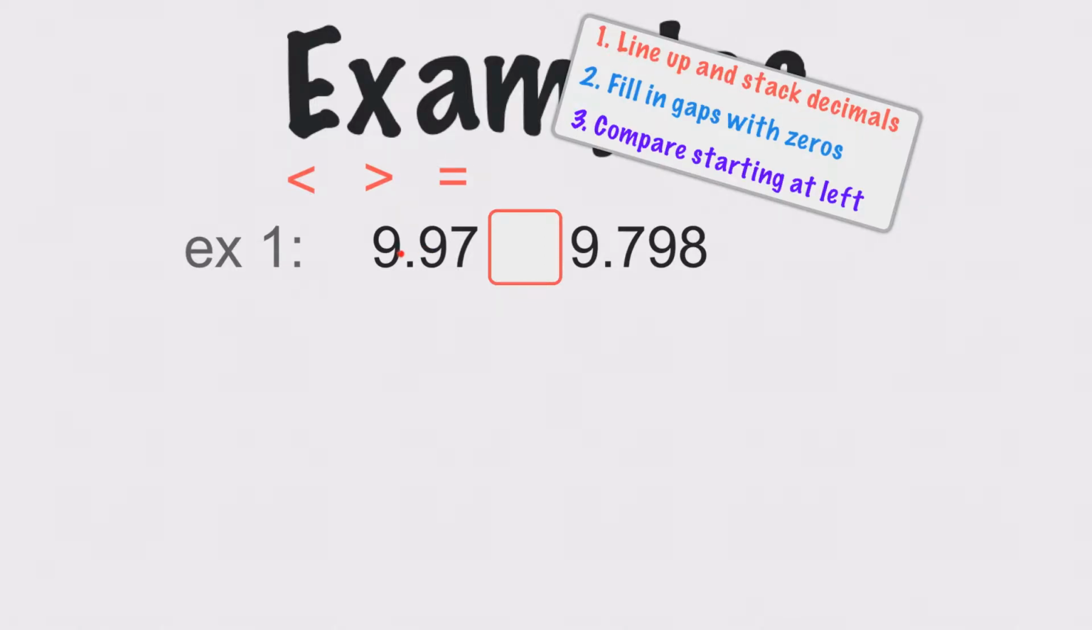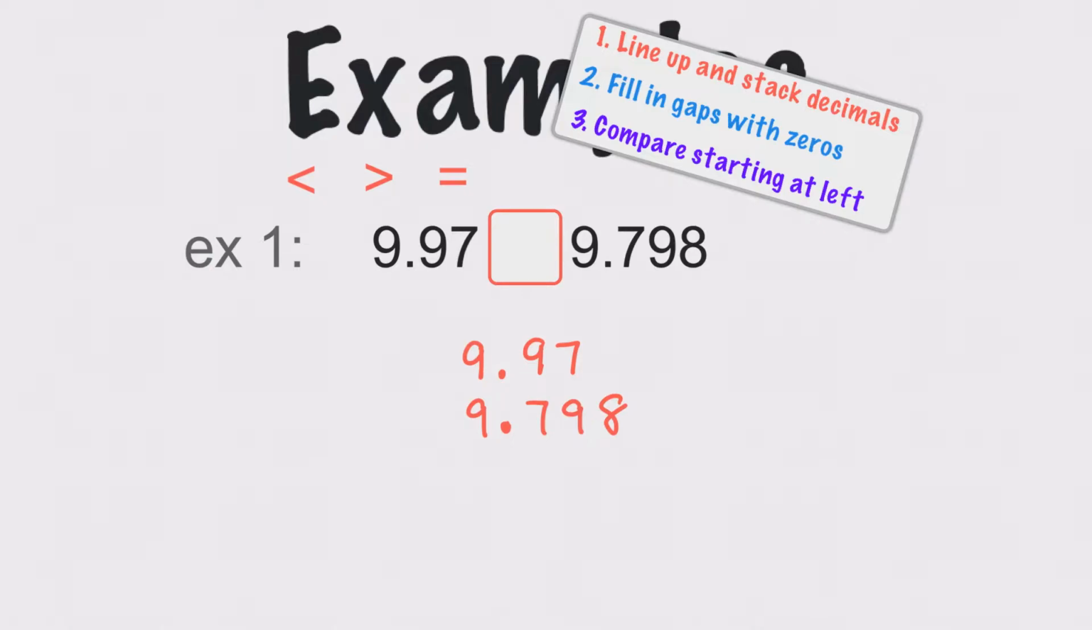So what we're going to do is take these 2 numbers and stack them up, lining up the decimals. First I'm going to rewrite this one: 9 and 97 hundredths. And then I'm going to write this one right underneath, lining up the decimals. To do that, I'm going to write my decimal first, and then I look over here, my 9's on that side. And then I'm going to write these over here, 798. So that's step 1.